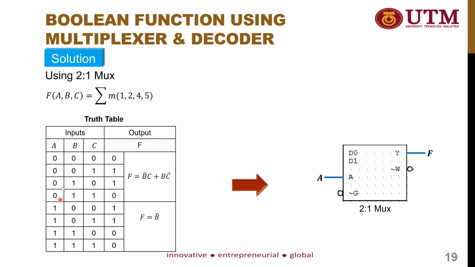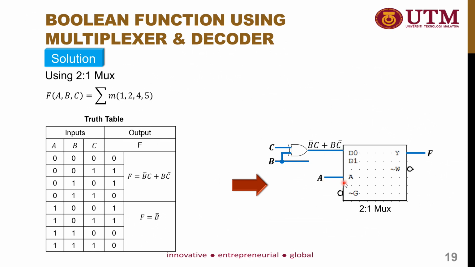So here, when A is equal to 0, the output will become B bar C plus B C bar. So we need variables B and also C inside this circuit. As you can observe from this expression, it actually represents the XOR operation, where B bar C plus B C bar can be directly connected to the XOR gate. So B and C are connected to the XOR gate, and it will become B bar C plus B C bar.